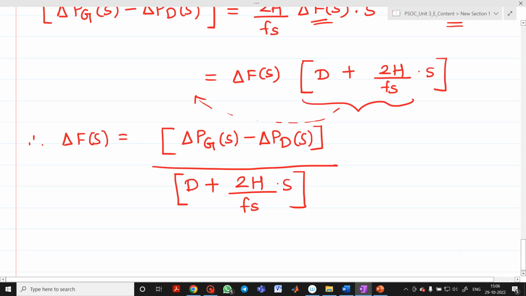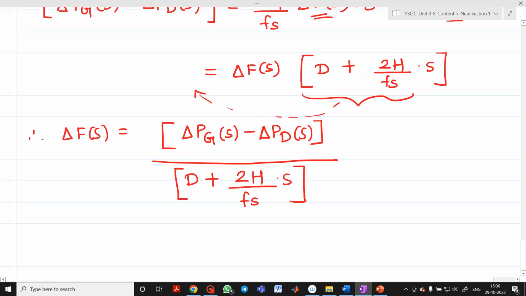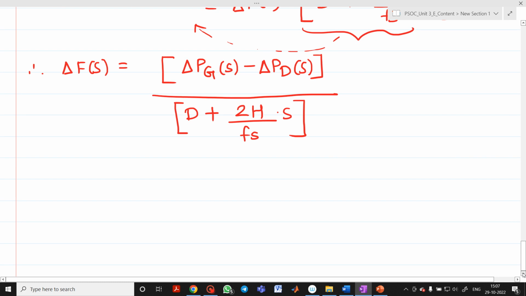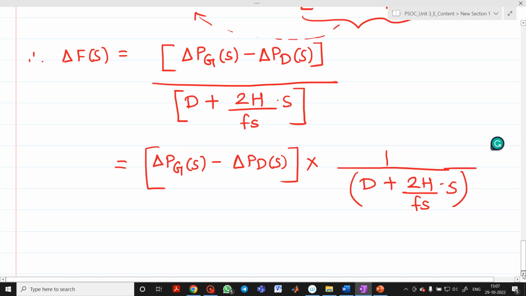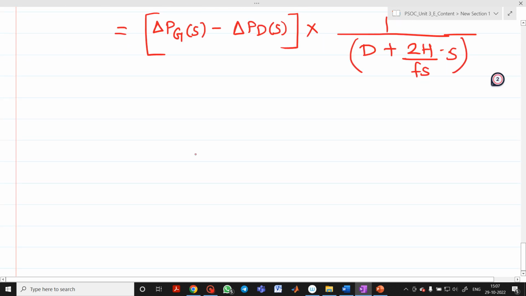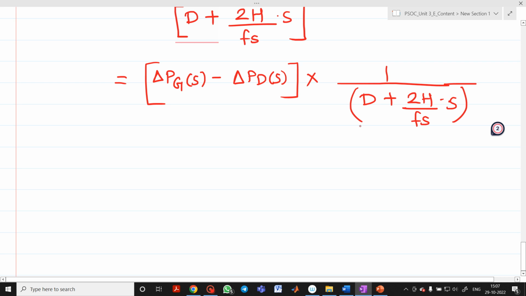Equation for delta f of S. So now I'll write it like this, because in any fashion we can write it like this. We will write it as delta Pg of S minus delta Pd of S into 1 upon d plus 2h Fs into S. So I just have written the denominator in another fashion. Now, to this denominator, I will divide by d.